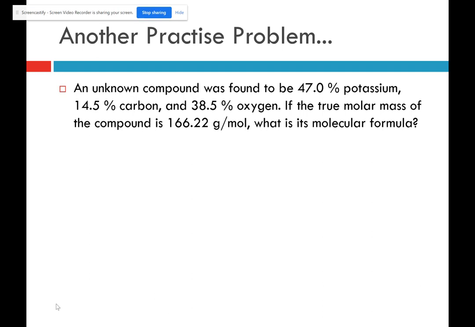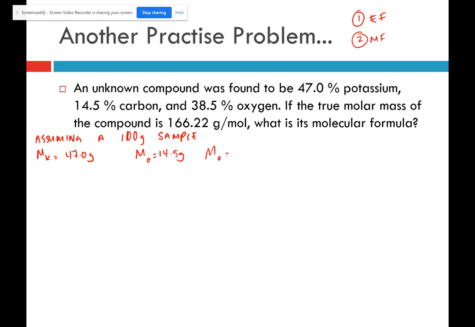What we're going to have to do first is calculate our empirical formula, because we were given percent composition, and from that we can figure out the molecular formula. So we're going to put everything together that we learned today. First thing I'm going to write, as always, is assuming a 100 gram sample, I will determine my masses. My mass of potassium is going to be 47 grams, my mass of carbon is going to be 14.5 grams, and my mass of oxygen is going to be 38.5 grams.